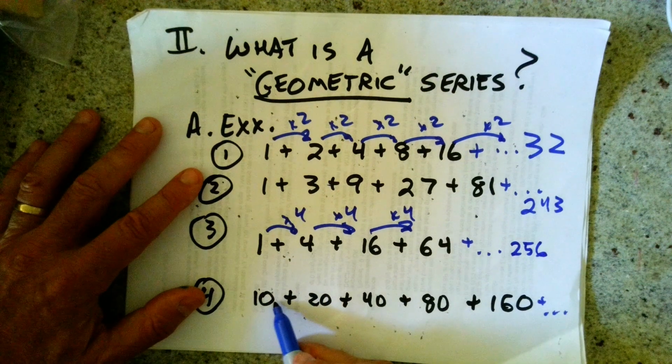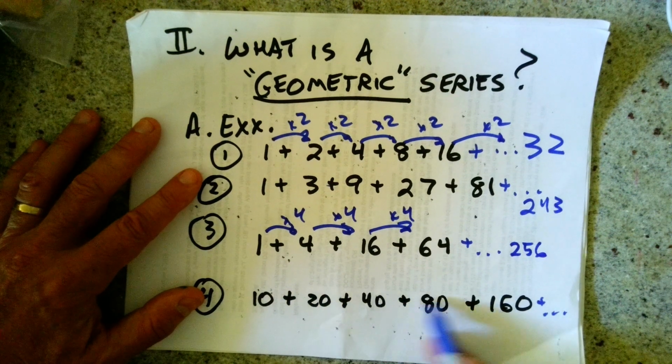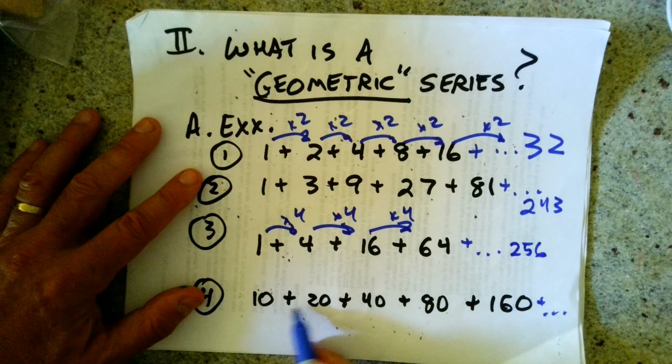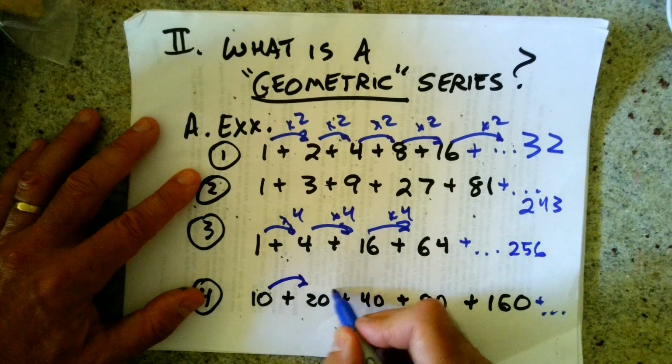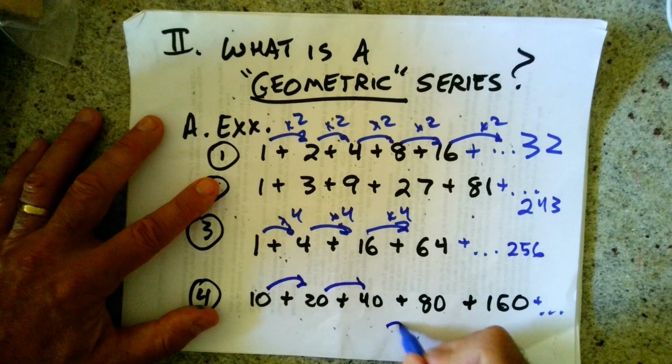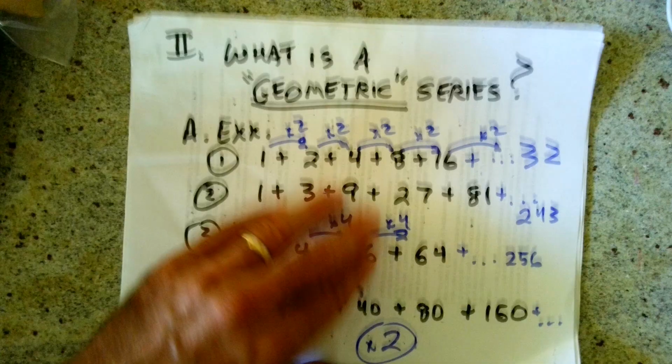And then the multiplier here, you might think it's 10. It's not 10. If you thought it was 10, pause for a minute and figure out what the multiplier would be. What do you have to multiply each term by to get the next term? And the answer is 2. The multiplier is 2.